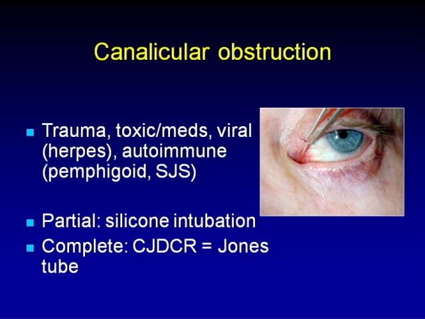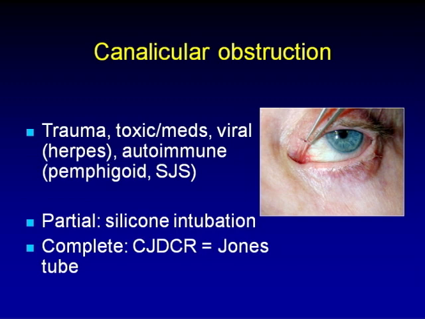So if it's a partial obstruction, sometimes you can get away with just probing and putting a silicone tube through it, leaving the tube in there for a couple of months, and hopefully the system heals open. If it's a complete obstruction, it's really unusual that you'll be able to reconstruct this tiny little membranous system.